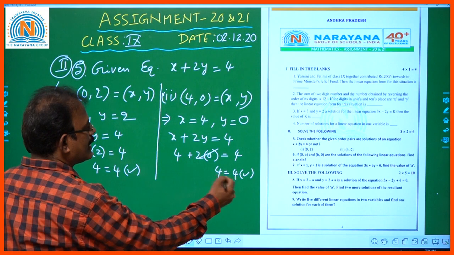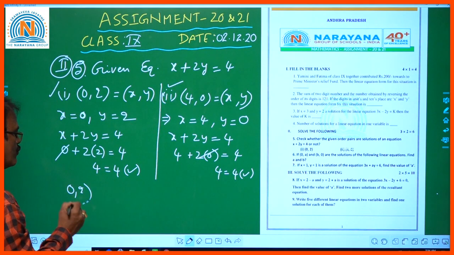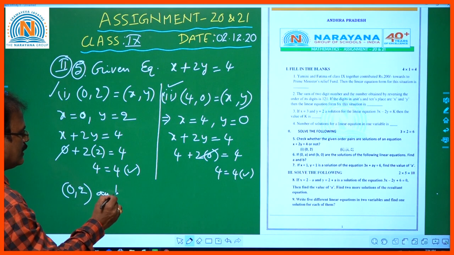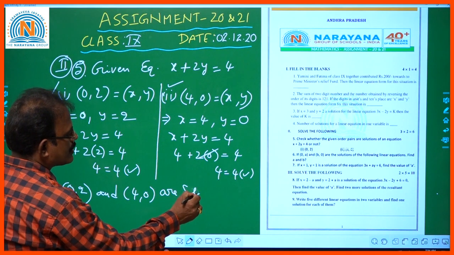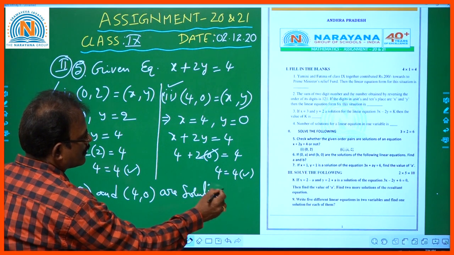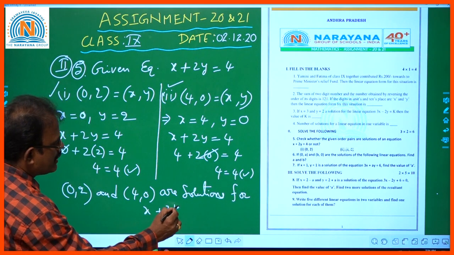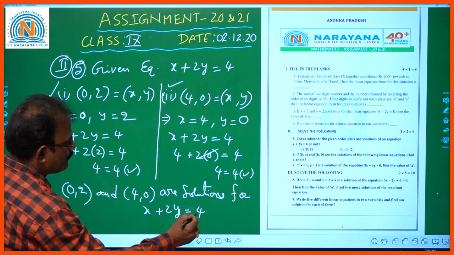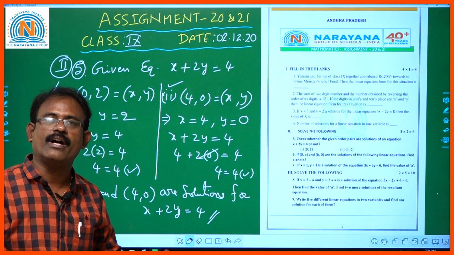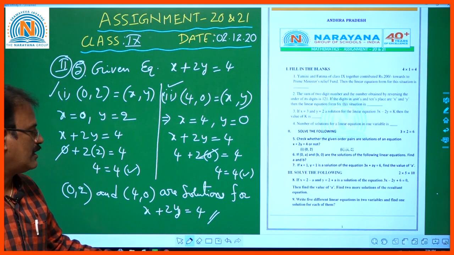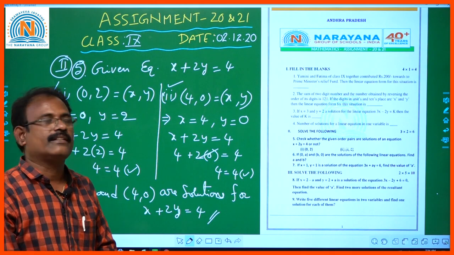So when you are getting LHS is equal to RHS, you can write 0 comma 2 and 4 comma 0 are solutions for x plus 2y is equal to 4. So this is the verification of whether the given ordered pair or point is one of the solutions for the given equation of the straight line. Okay children? Right. Our next question.